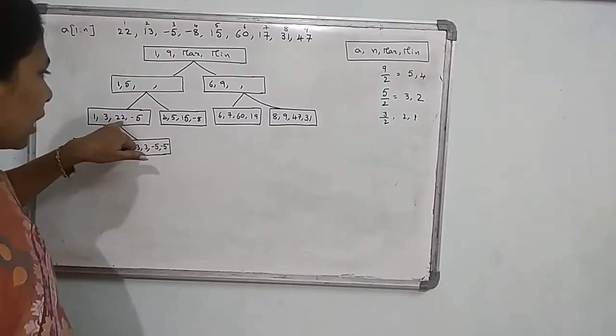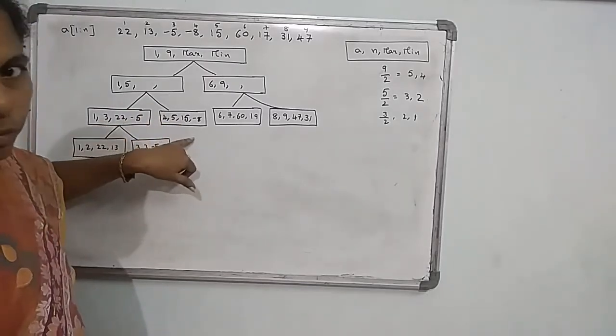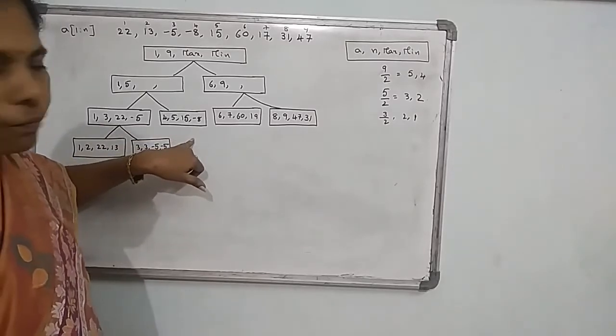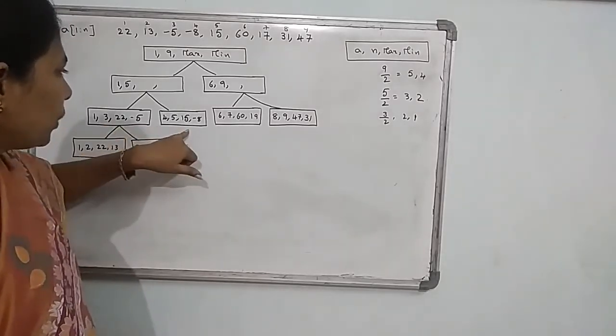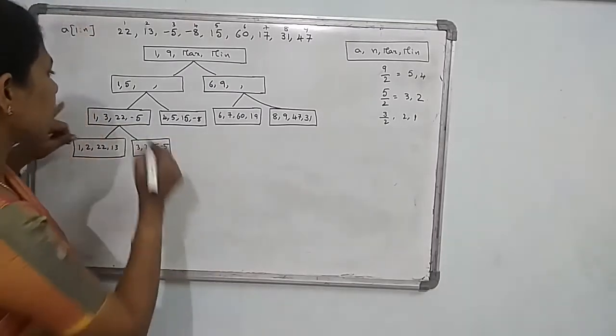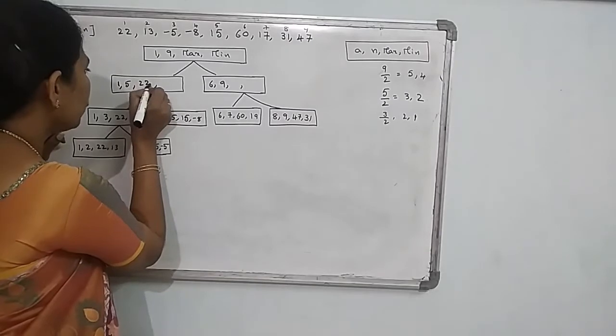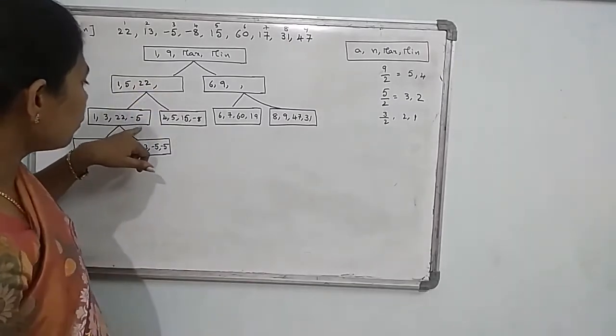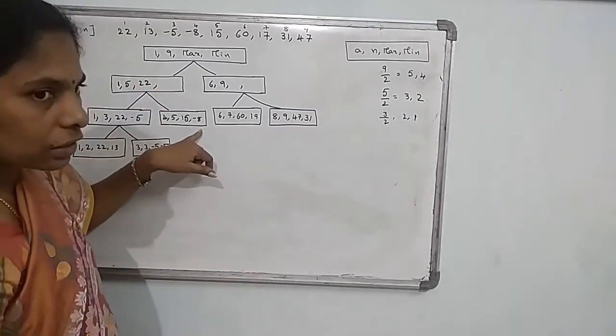So in that the maximum element is 22 and in that the maximum element is 15. So compare the 22 and 15. 22 is greater than 15. So the maximum element comes under the 22. Now in that minus 5 is the minimum element and minus 8 is the minimum element.